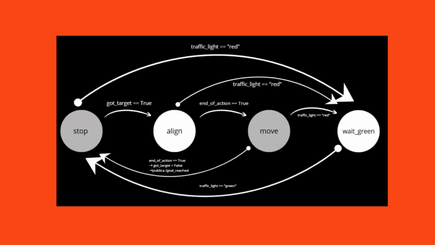The traffic light logic was implemented inside the controller as a finite state machine. The states are stop, align, move, and wait for green. The traffic light condition has priority over the navigation states. If red is detected, then the robot enters the wait for green state and sends zero velocity. It remains stopped until green is detected again. If yellow is detected, then the controller reduces linear velocity. If green is detected, the robot continues following the waypoint sequence.